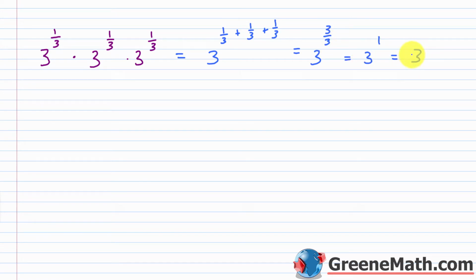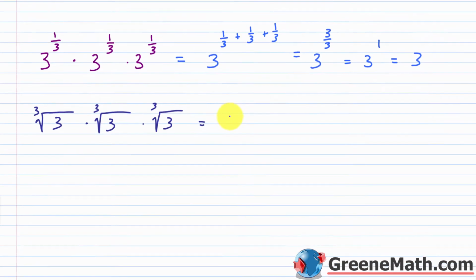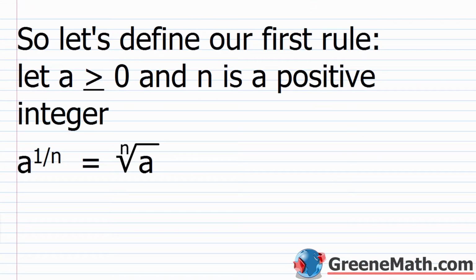So after having seen the last example, what would you guess is another way that we could write 3 to the power of 1/3? We could do the cube root of 3, right? Because the cube root of 3 times the cube root of 3 times the cube root of 3 is equal to 3. So now that we've seen a few examples, let's define our first rule.